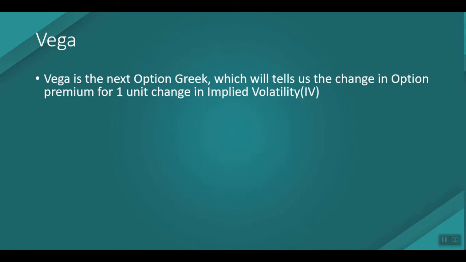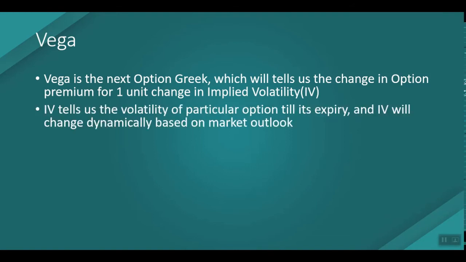So you might have come across IV. If you have a look at the option chain, you can see there is something called IV, right? So there will be a different IV for each strike price. So IV will tell us the volatility of a particular option till its expiry, and IV will change dynamically based on the market's outlook. If there is any news, let's say a result is going to be announced for a particular stock, then there will be some panic, and based on that the IV will tend to move higher.